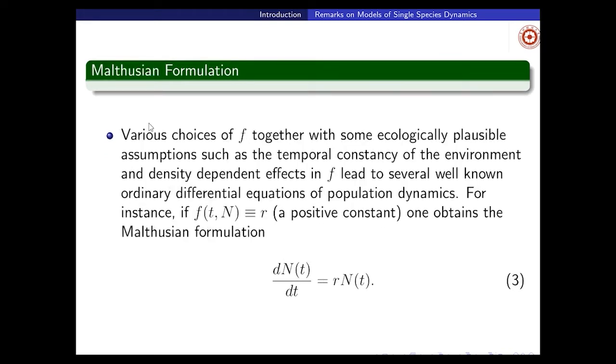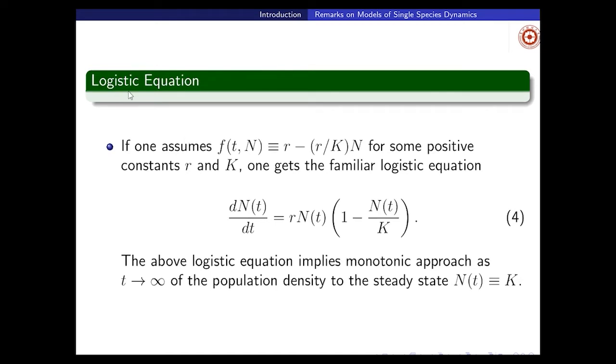Malthusian formulation. Various choices of f, together with some ecologically reasonable assumptions such as the temporal constancy of the environment and density-dependent effects in f, lead to several well-known ordinary differential equations of population dynamics. For instance, if f of t, n equals r, one obtains the Malthusian formulation. Logistic equation: if one assumes f of t, n equals r minus r over k times n for some positive constants r and k, one gets the logistic equation, this equation.